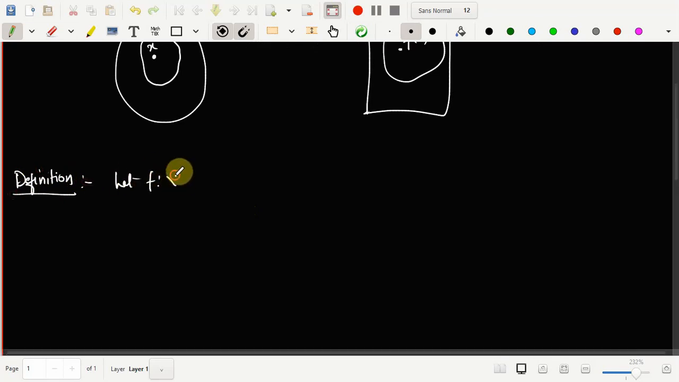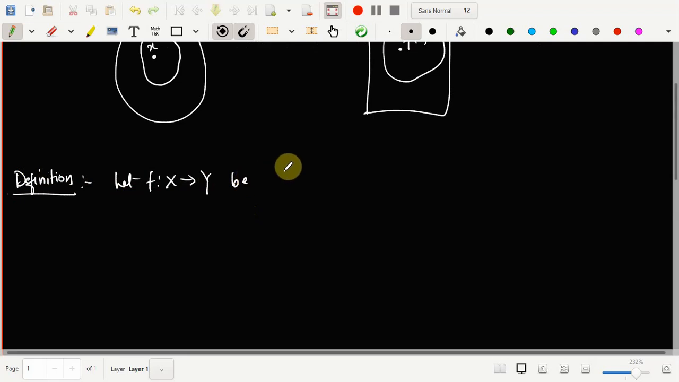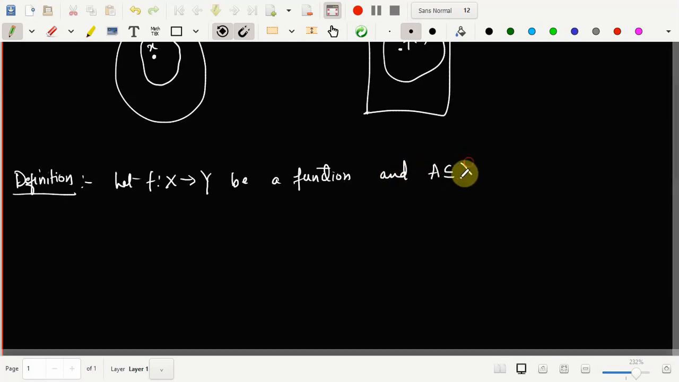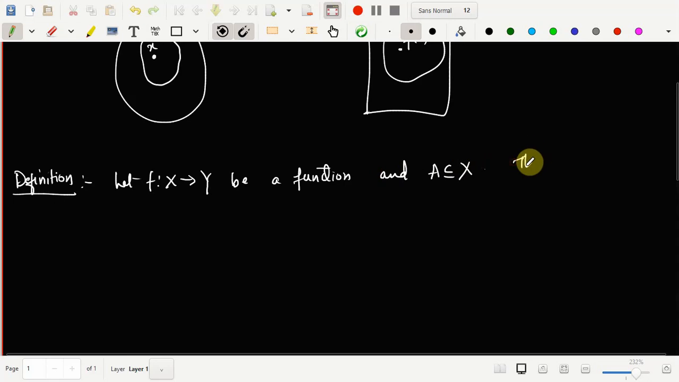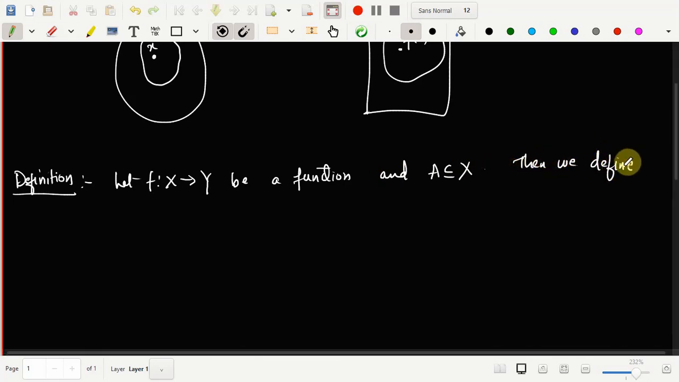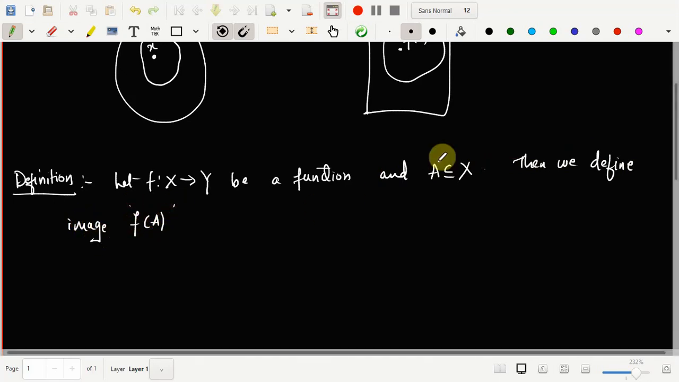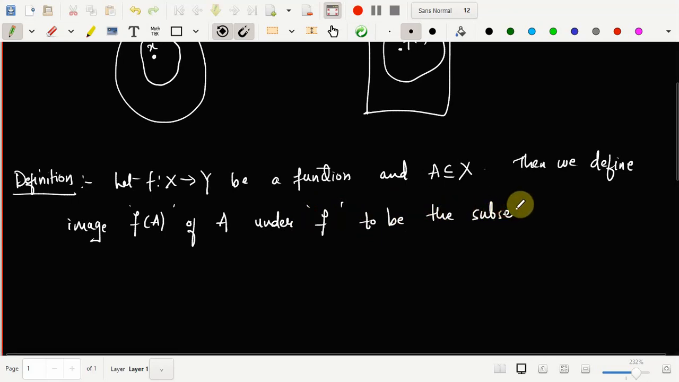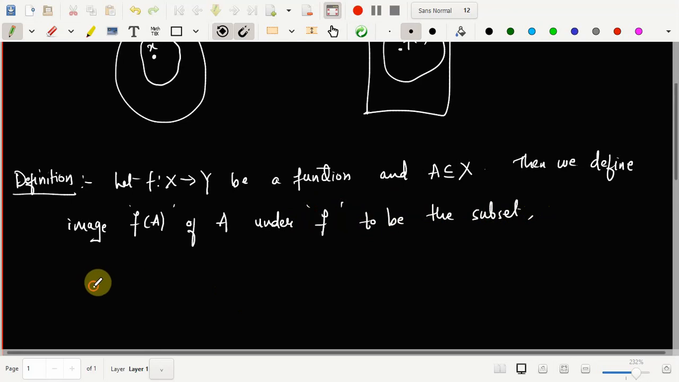Let f from X to Y be a function, and A be a subset of X. Then we define the image f of A. This is the notation for the image of this subset A under function f, to be the subset of Y, defined in this way: f of A is the set of all the elements in Y which have a pre-image in A.